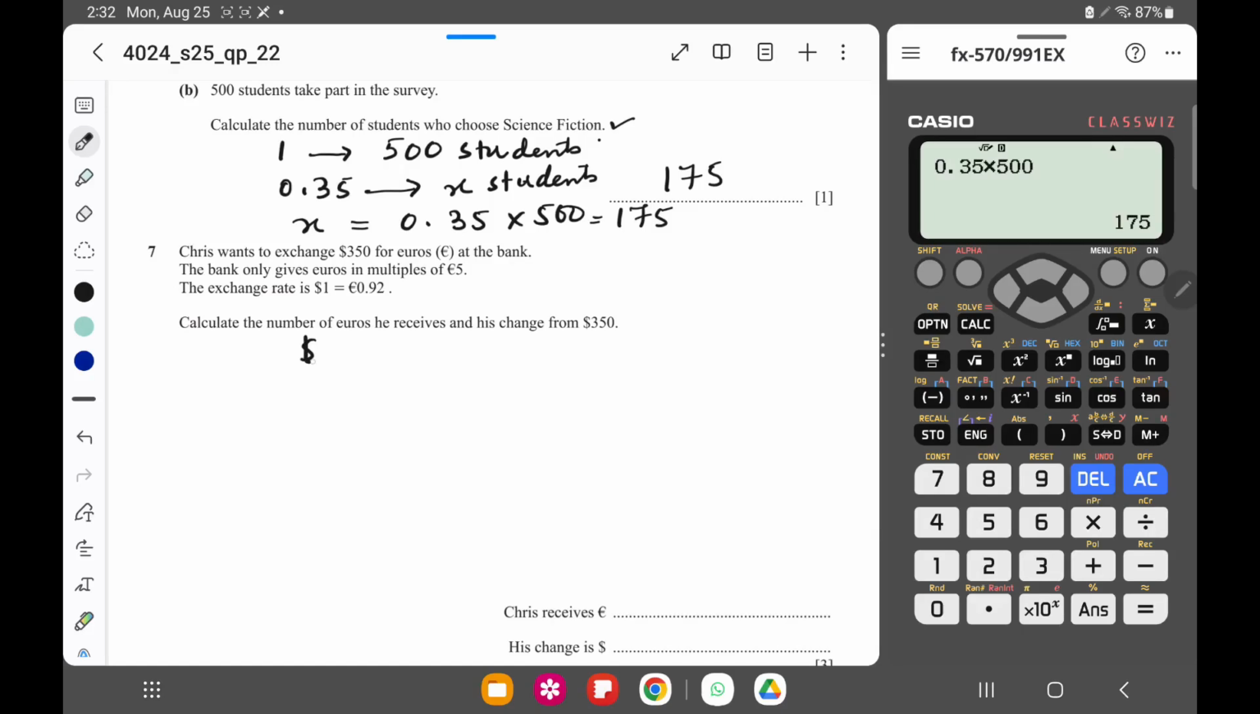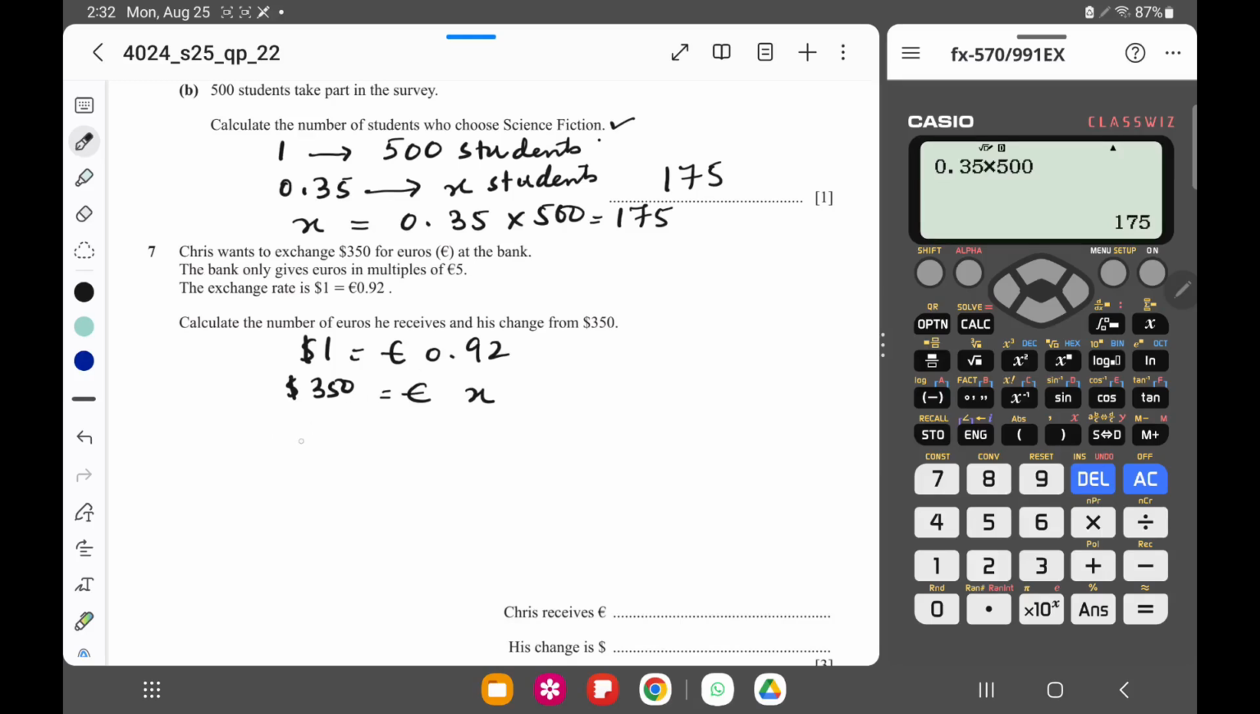Quickly copy down that $1 is equal to 0.92 euros. Calculate the number of euros he receives and his change from $350. First of all, we have to find how many euros are received. Okay, so here we have to find out for $350, how many euros are received.